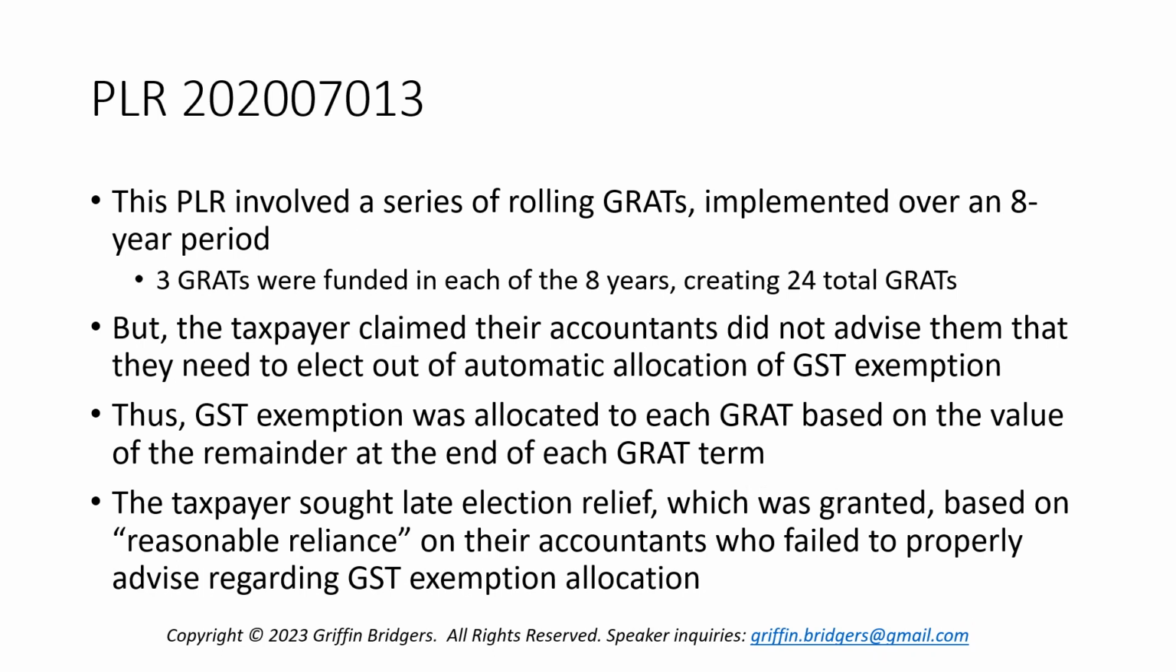So that might not be significant for one GRAT, but if you multiply it by 24, especially with very good growth, you can see how that might spiral out of control. Now, as you see with many written determinations, the taxpayer sought late election relief here, and it was granted based on their quote-unquote reasonable reliance on a tax professional, in this case, their accountants, who failed to properly advise the taxpayer regarding the ability to elect out of the automatic allocation of GST exemption to each GRAT.